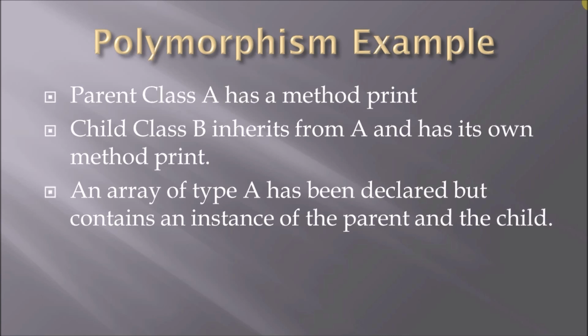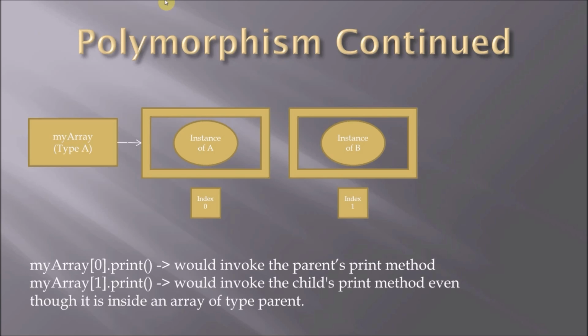So here we have parent class A has a method print. Child class B inherits from A and has its own method of print. The array of type A has been declared, but contains an instance of the parent and the child. So here's our scenario. If I have an array that's type A, and the first index stores an instance of A, remember A is the parent, and then if the second instance is of B, which is a child, it's stored in index 1 of the array. When I say myArray bracket 0 dot print, I'll invoke the parent's print method. When I say myArray bracket 1 dot print, it will invoke the child's print method, even though the array is of type A or the parent.